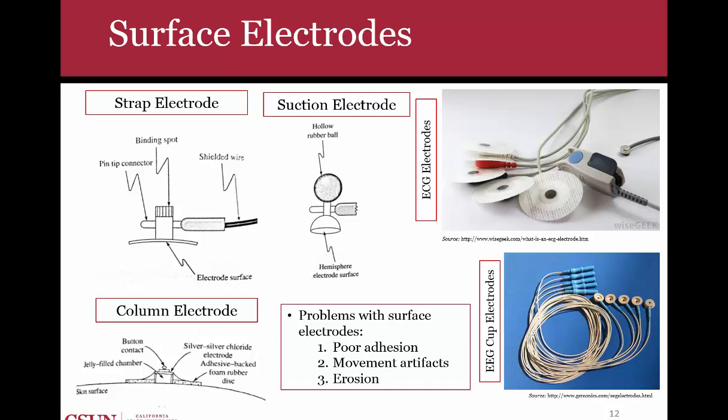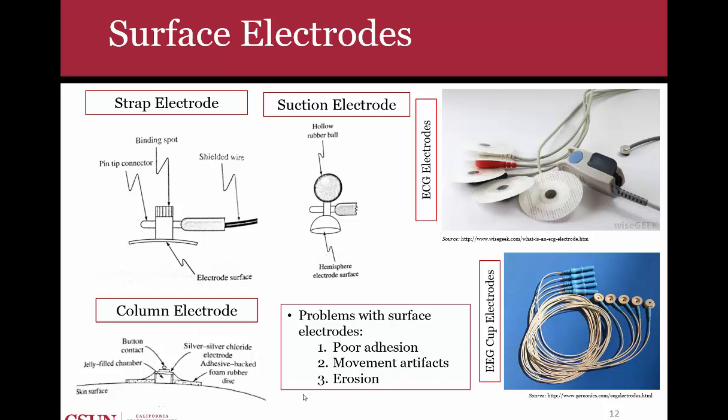What are some problems with some of these surface electrodes? So obviously poor adhesion. The interface between this electrolyte and your skin is very important. If there's any air in there, you don't have a proper transfer of ionic currents from your skin to that gel-filled chamber. You also have movement artifacts.